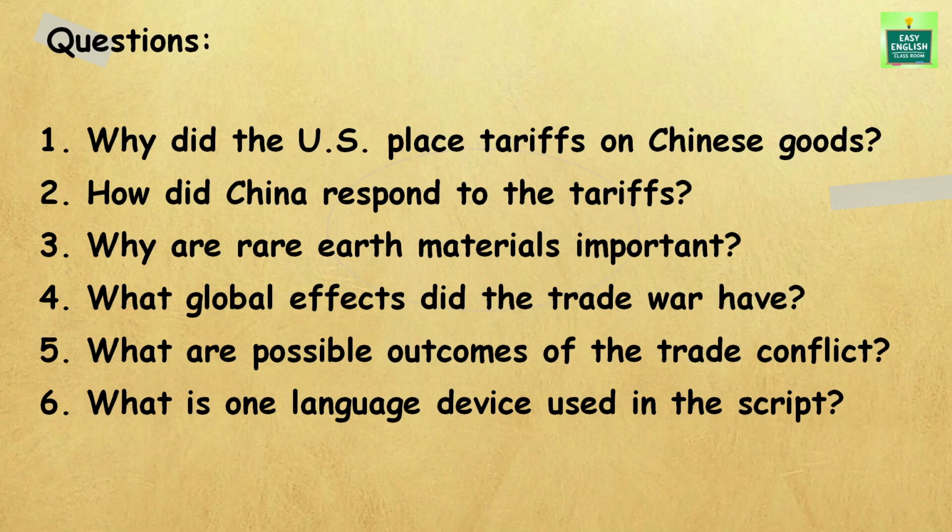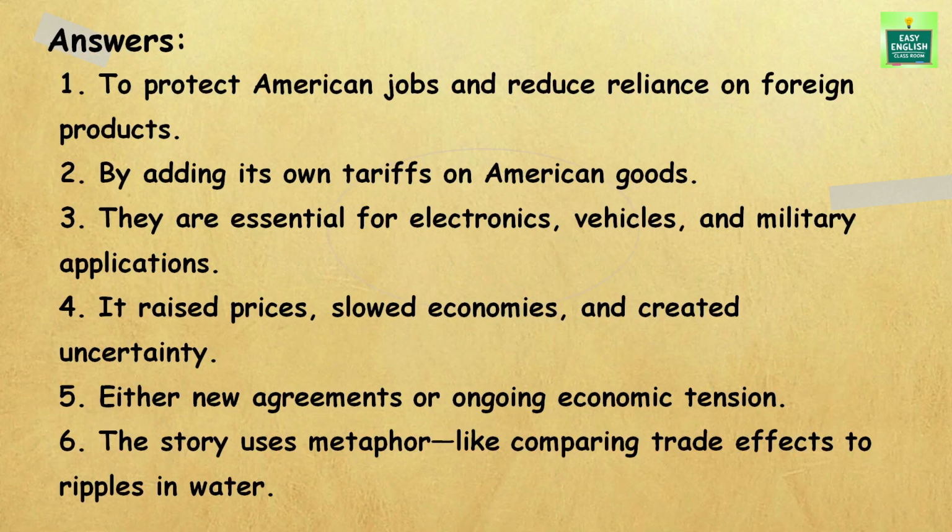Now, let's have a look at some of the questions from the text. Number one, why did the US place tariffs on Chinese goods? Number two, how did China respond to tariffs? Number three, why are rare earth materials important? Number four, what global effects did the trade war have? Number five, what are possible outcomes of the trade conflict? Number six, what is one language device used in this script? You can have a look at the question answers once you're done.